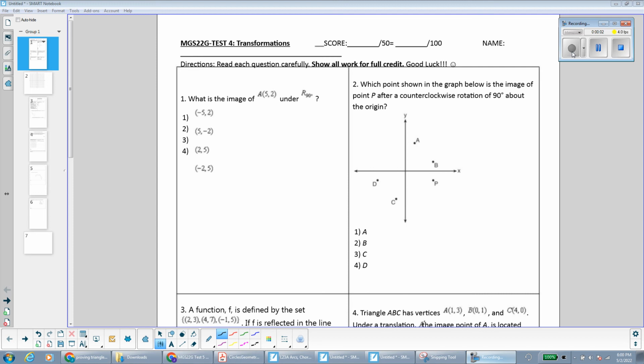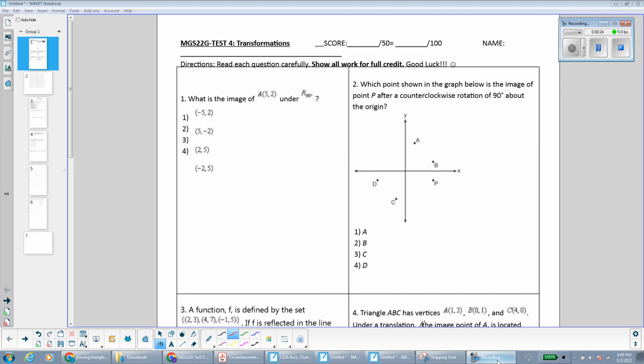Everybody, in this video we're going to go over test number 4, which was on Unit 4 on transformations. So the first question is asking us for the image of point A under a rotation of 90 degrees. Remember, when they don't specify where we're centered, it means that we're centered at the origin. So this is a rotation centered at the origin.